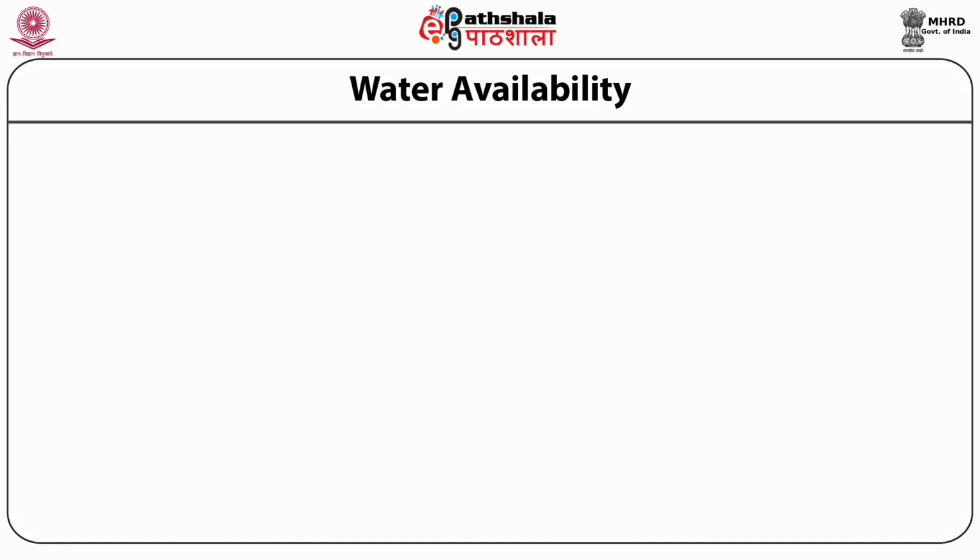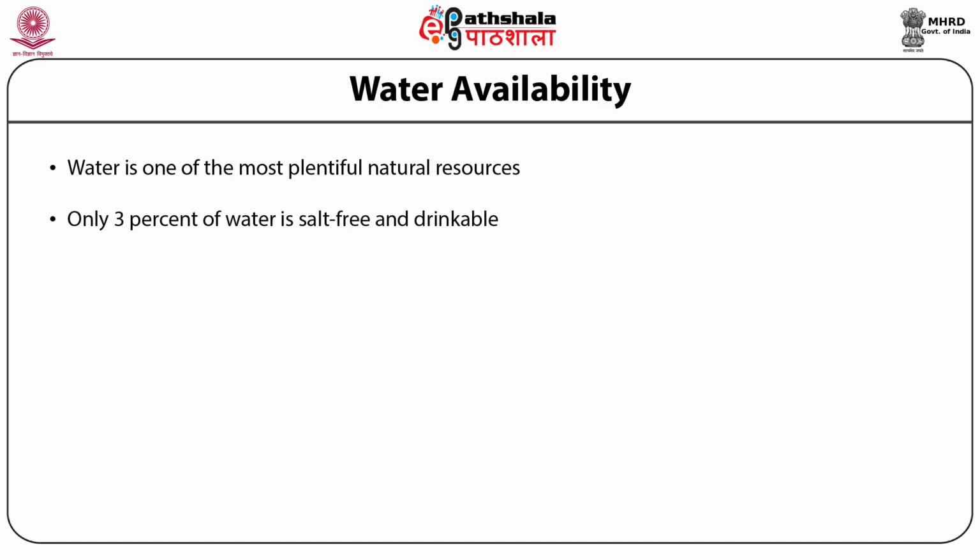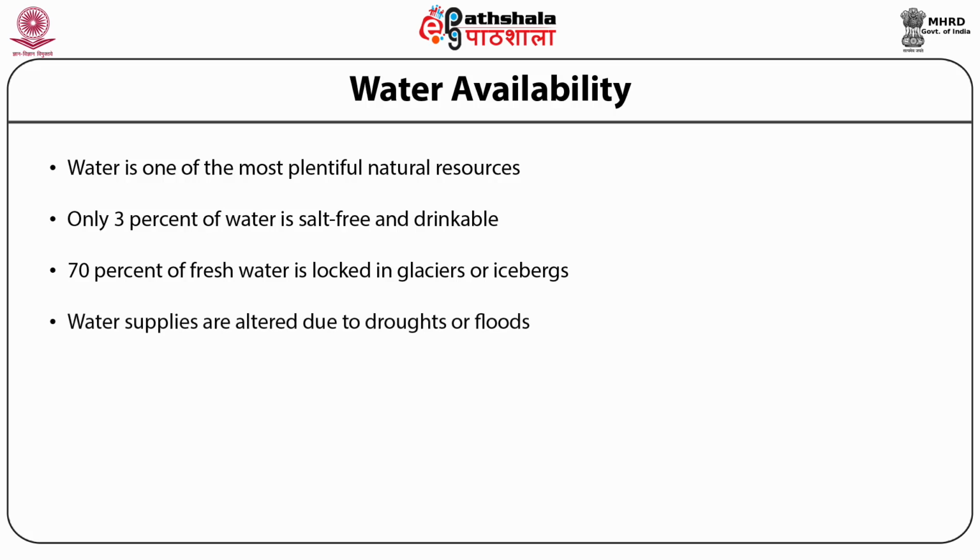Water availability. Water is one of the most plentiful natural resources. Only 3% of water is salt-free and drinkable. Moreover, 70% of fresh water is locked in glaciers or icebergs. Water supplies are altered due to droughts or floods.